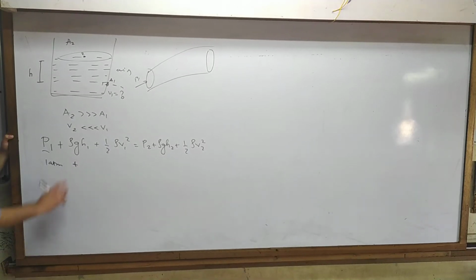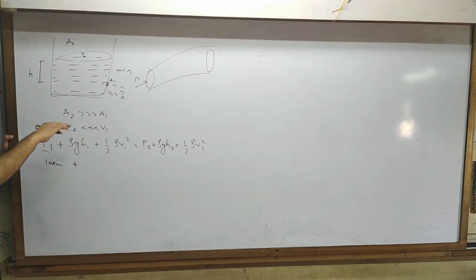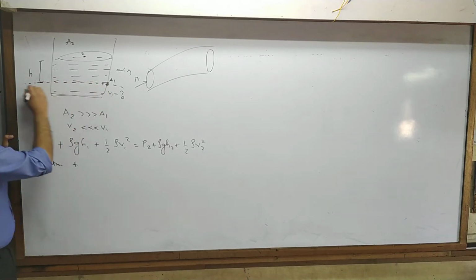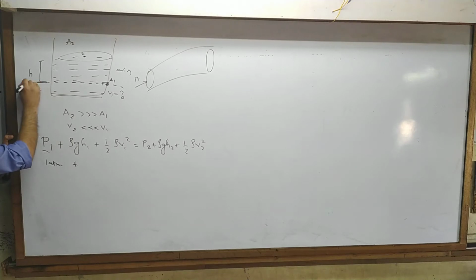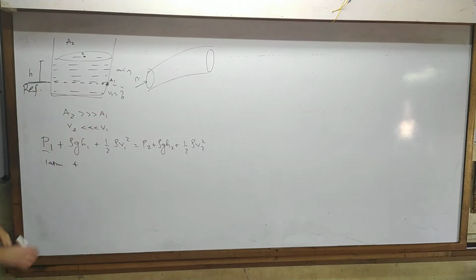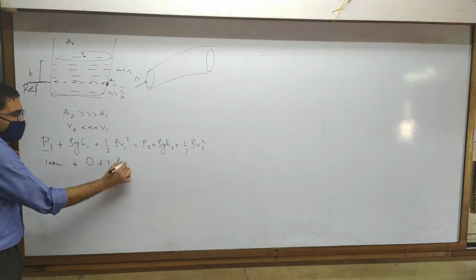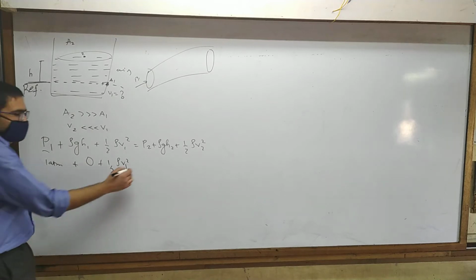Plus rho g h1. Now, when you want to find out height in this situation, you need a reference. The easiest thing is to take a reference line here. Write REF, so you know that you are taking the reference here. So what is h1 now if you take reference over there? 0. Clear or not clear? Everyone? This is the reference height. We have to measure all heights from the reference. 0 times anything is going to be 0. Plus 1 by 2 rho V1 square. We are after V1. We want to find out what that is equal to.